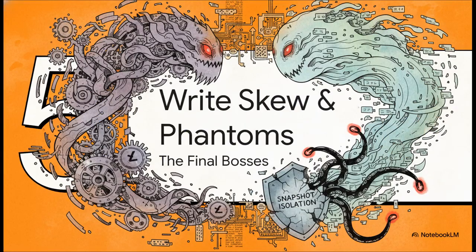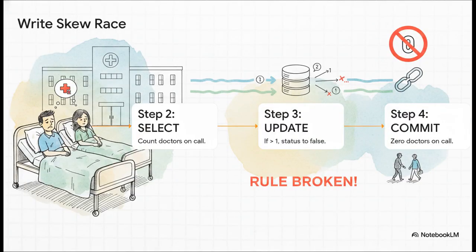Section 5. Write skew and phantoms, the final bosses. But yeah, even snapshot isolation isn't invincible against the final boss monsters of concurrency, bugs that can bypass our Level 2 armor. Let's look at a really tricky race condition called write skew. Imagine a hospital scheduling app. The rule is simple. At least one doctor must be on call at all times.